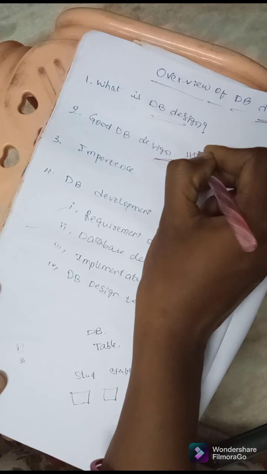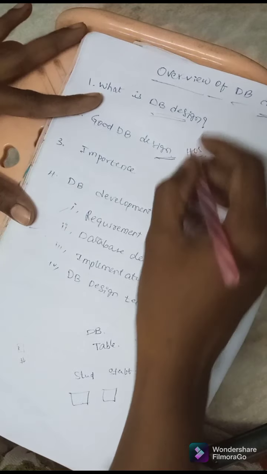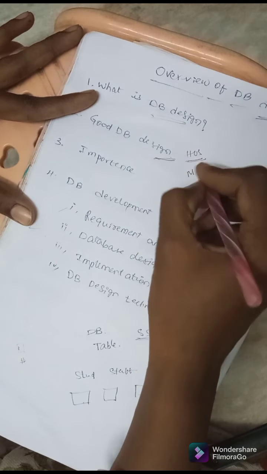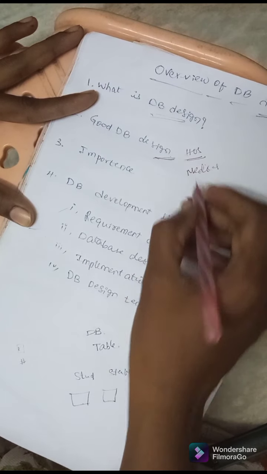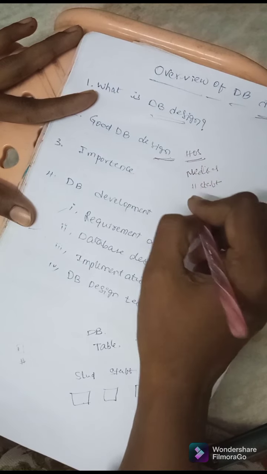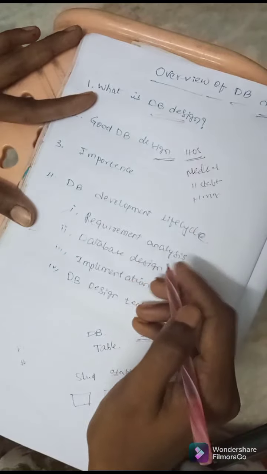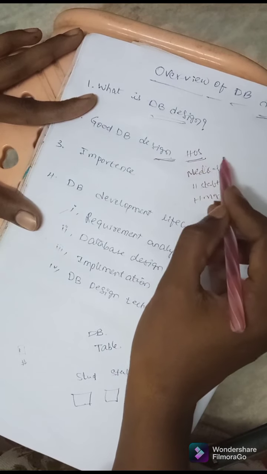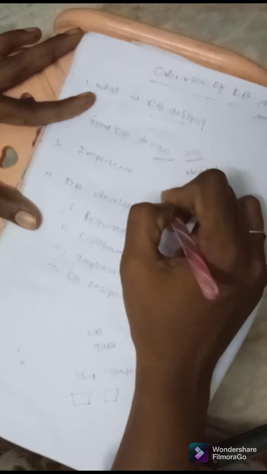For example, I want to design a database for a hospital, right? Now I'm collecting the information from the medical, and I'm also collecting the information from hospital staff and hospital management. So management is different, staff is different. If you are collecting the data from three places, you may get redundancy.